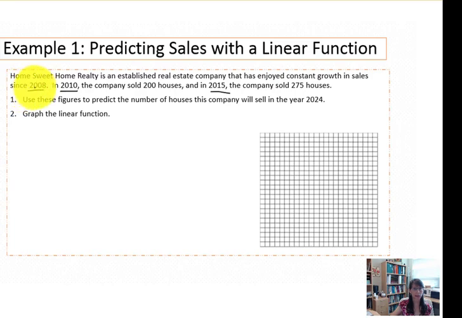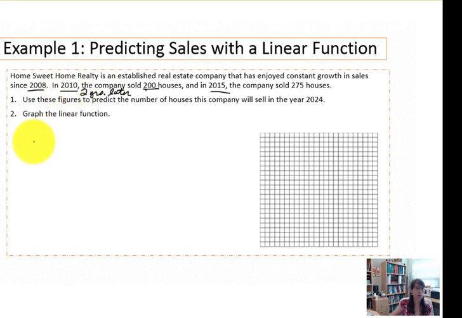So we need to go back, and there are several numbers that are given. Some of these are years, and some of these are number of sales. So it's important for us to take a look at what year was mentioned first. It says they have a constant growth of sales since the year 2008. So 2008 is the first year that the data is being collected. If we read a little further, in 2010 the company sold 200 houses. So in 2010, how many years after 2008 is that? That's 2 years later.